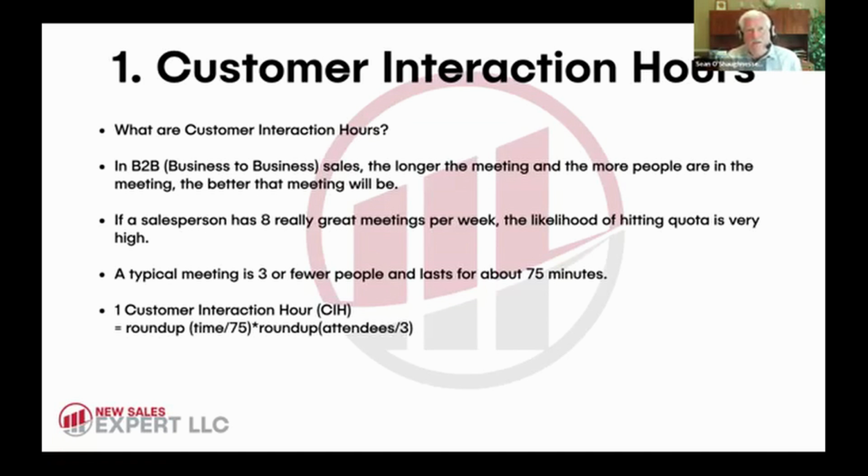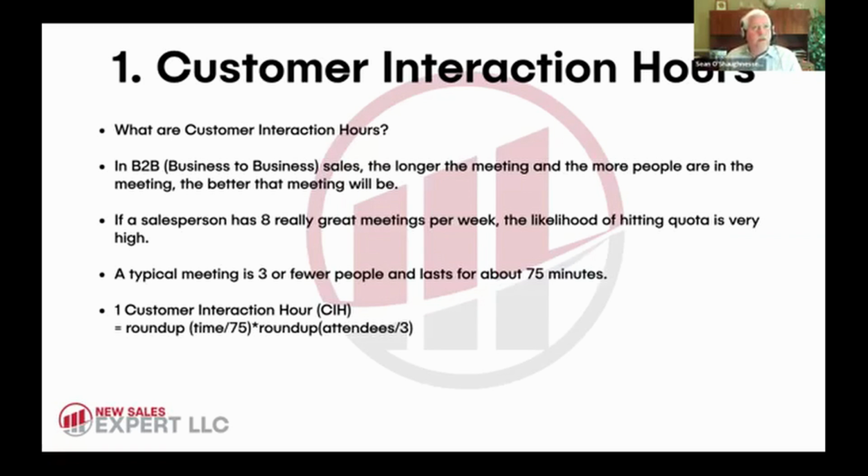So one customer interaction hour is about an hour with 3 people or less. I actually put the Excel formula. Actually, I think it's the Google Sheets formula, but it's very similar to the Excel formula. Round up the amount of time, divide that by 75 for 75 minutes, so you have to put that number in by minutes. That's multiplied by round up the number of attendees divided by 3.